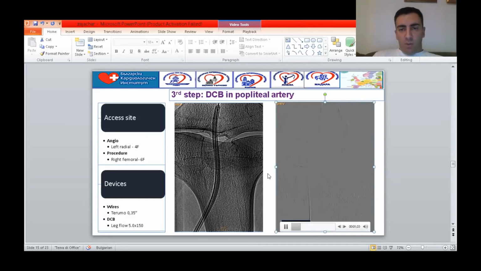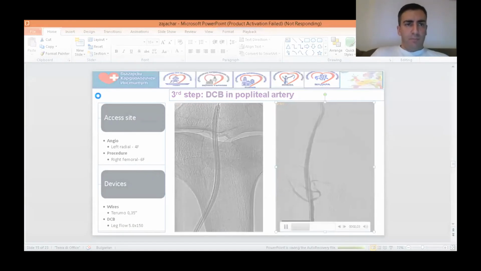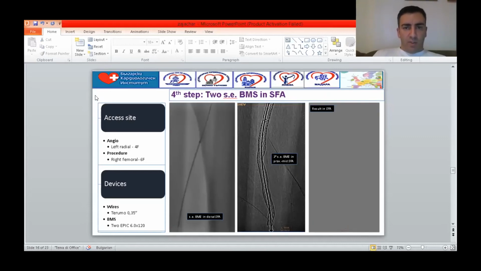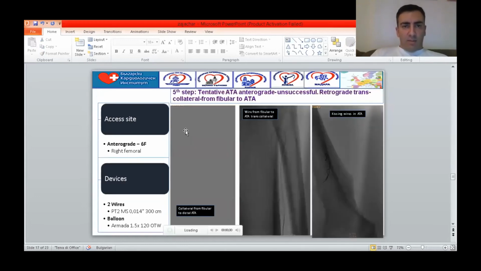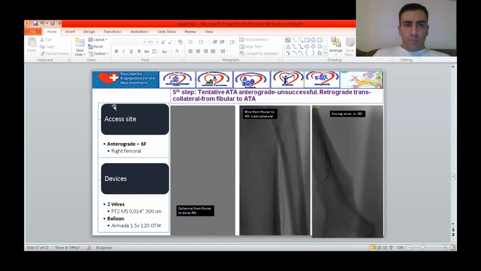After that, we treat the lesions of superficial artery, and due to dissection, we put a stent in superficial artery. This is the implantation of the self-expandable stent. And after that, we start to treat the artery below the knee because this is critical limb ischemia. So we need to open as much as we can.